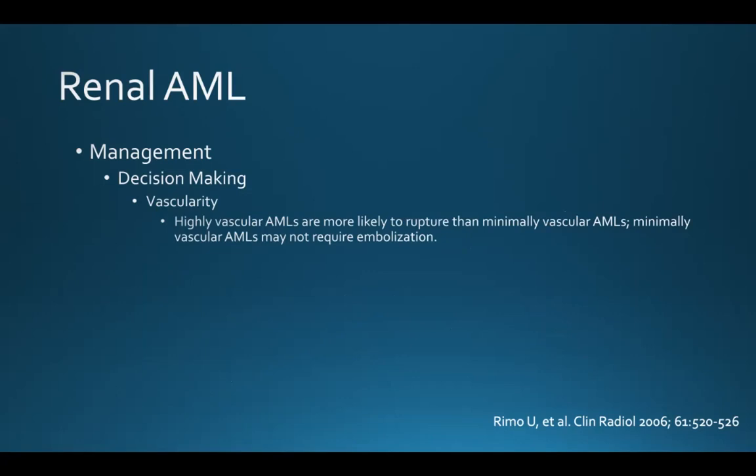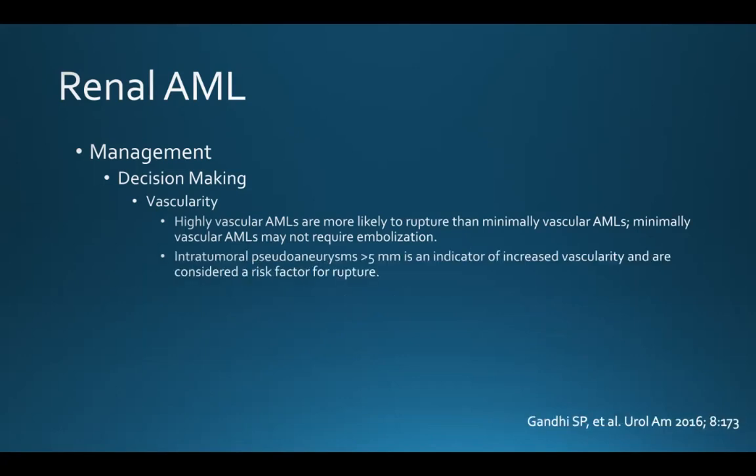Vascularity is another characteristic of AMLs that we look at, because highly vascular AMLs are more likely to rupture than minimally vascular AMLs. And in fact, minimally vascular AMLs may not require embolization at all. Intratumoral pseudoaneurysms greater than 5 millimeters are indicators of increased vascularity and are considered a risk factor for rupture.